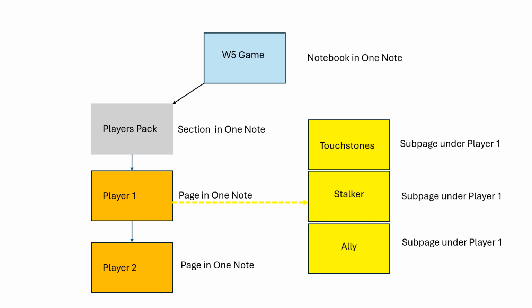I then create subpages under each page that are made for touchstones, mentors, enemies, allies, or anything that stands out from the character that I will add information to regularly. If you choose to try OneNote or are already familiar with it, this is all very easy to do and makes things super easy later.